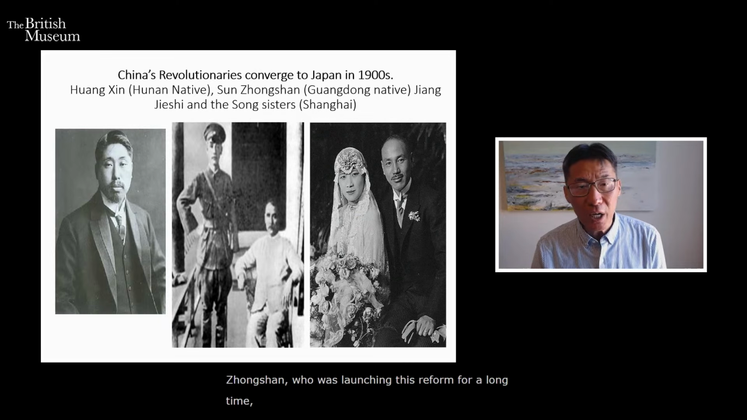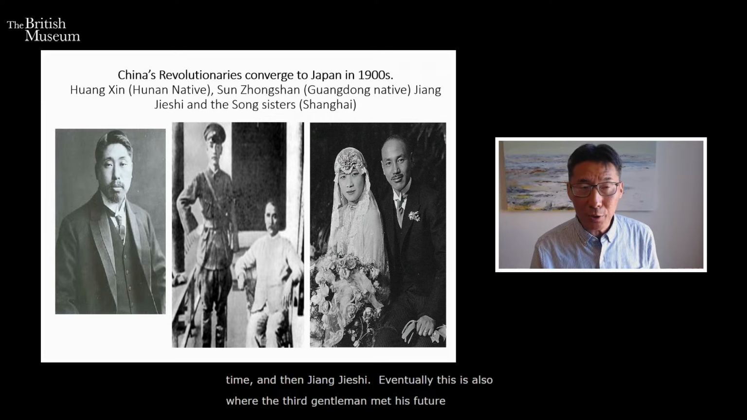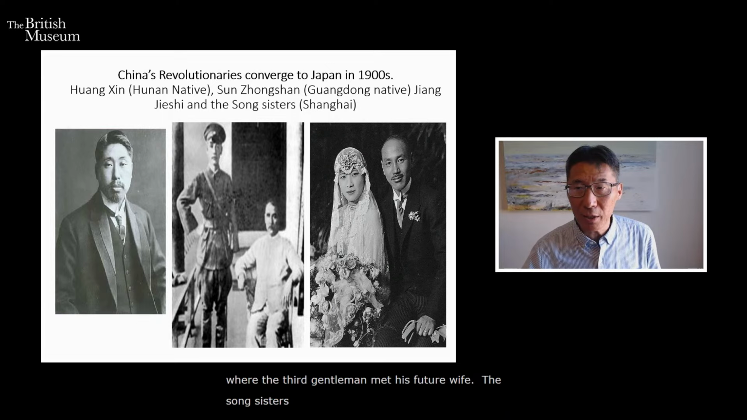And eventually, this is also where Sun Zhongshan met his future wife, from the Song sisters. And Jiang Jieshi married one of the Song sisters as well. The Song sisters came from Shanghai. Now you can see the Shanghai elites really coming into the picture. And the Song sisters had one thing in common. They all graduated from the US. They are Christians, right? So you can see an emergence that was really beginning to come in. Okay, that's where we see modern China come in.